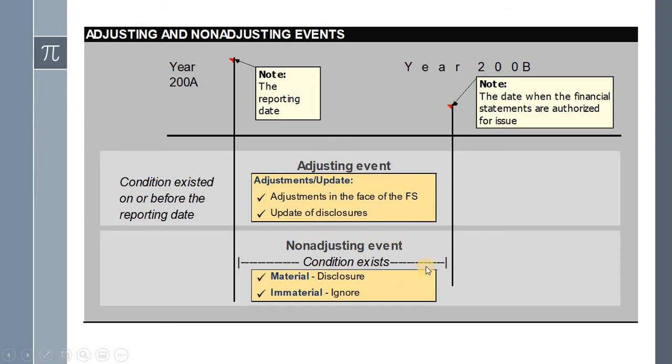So what happens if the event is a non-adjusting event? We need to determine if such event is material or immaterial information. If such event is material, we need to disclose it in the current year reporting period. For example, if the event is material and occurred after the reporting period, and is also related to a condition that existed after the reporting period, such event should be disclosed in the 2008 financial statements, although it does not affect the face of the financial statements for the year 2008. However, if the event is considered immaterial, it can be ignored, which means there will be no disclosure required.